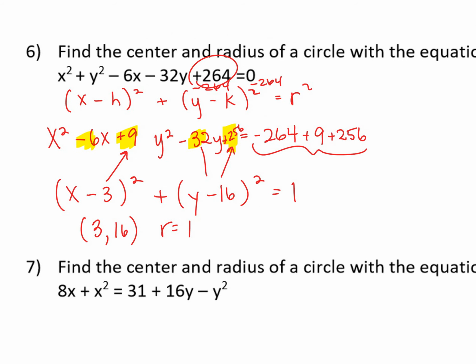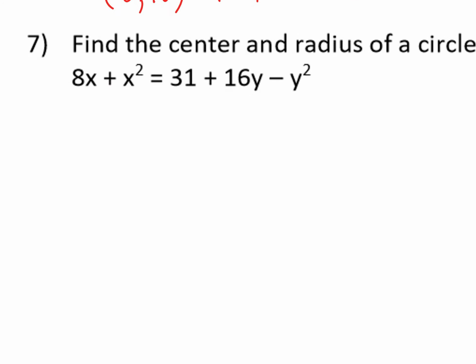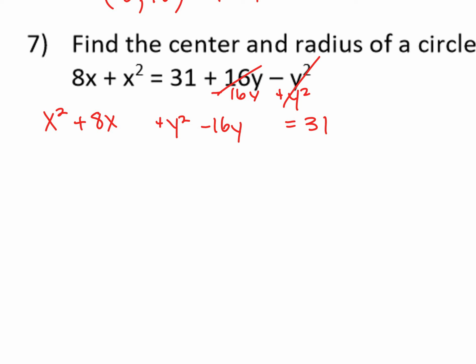Another one, so 2 of those, another one just like that one. So we've got to rearrange again. My x squared is already on the left side, so I'm just going to rewrite it where I want it. My y squared needs to move, so I've got to add y squared to both sides. My 16 needs to move, so I'm going to subtract 16y from both sides. And my 31 is in good shape. I'm going to leave it there.